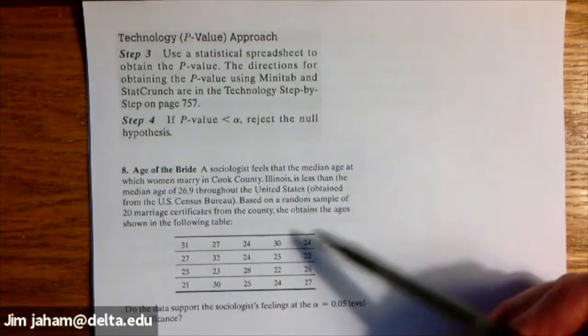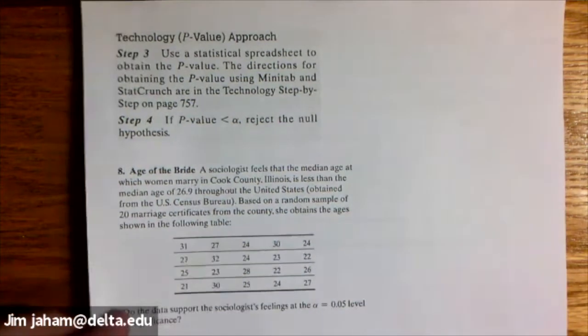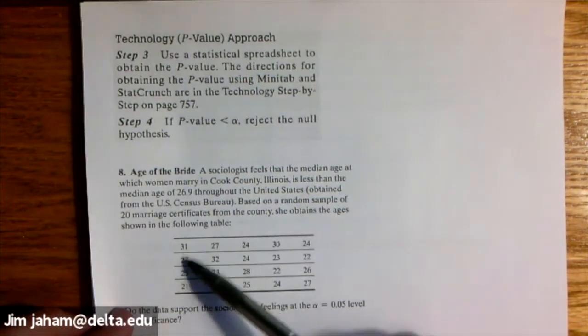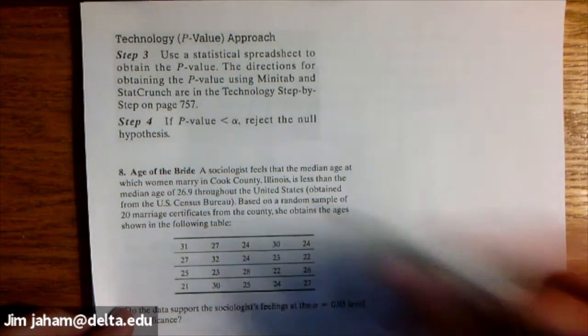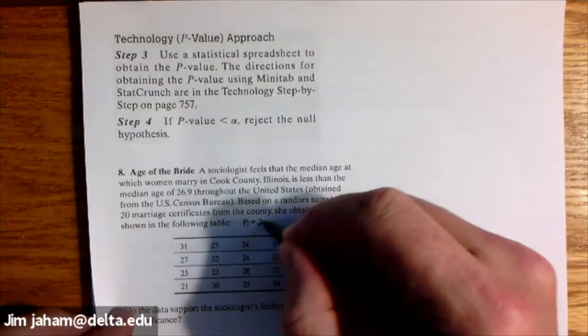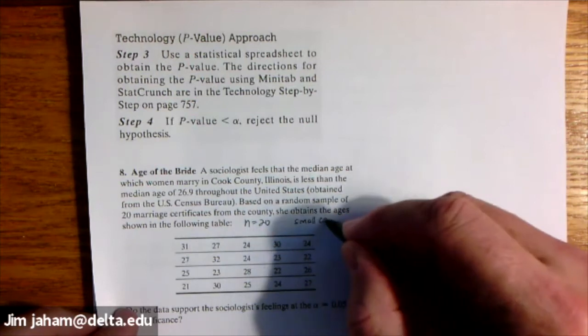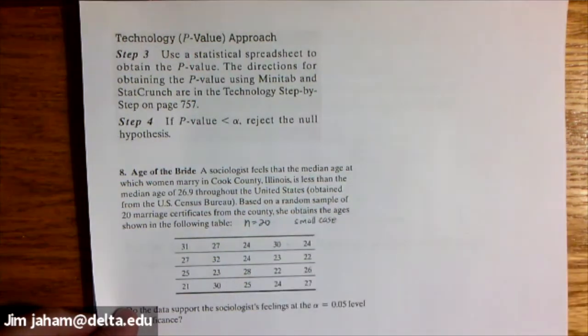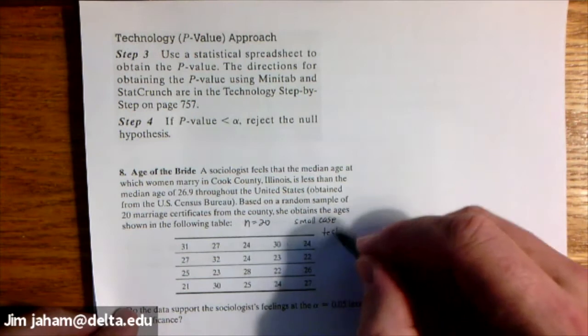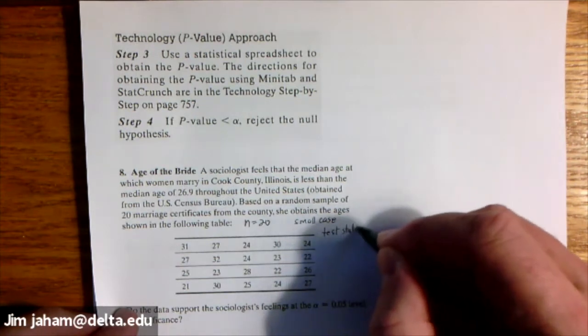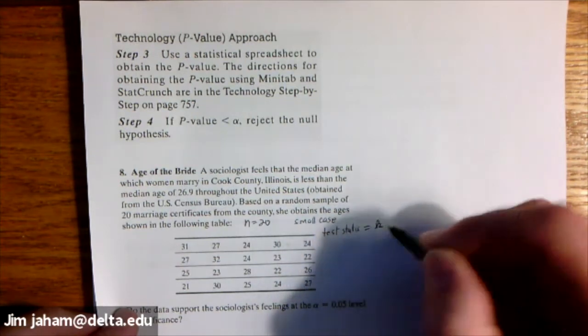And here's number 8, the age of the bride. When you count up the data values, you have 4 by 5, there are 20. So n is equal to 20. And so this is the small case situation, and the test statistic is going to equal K.